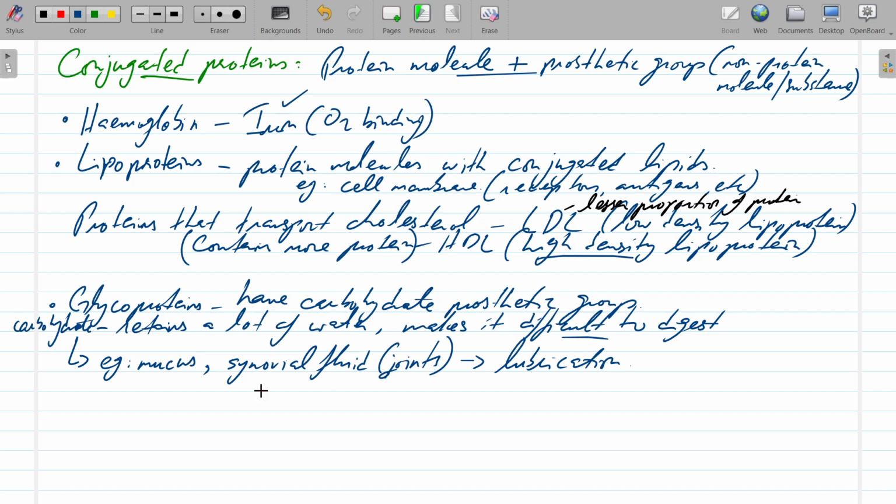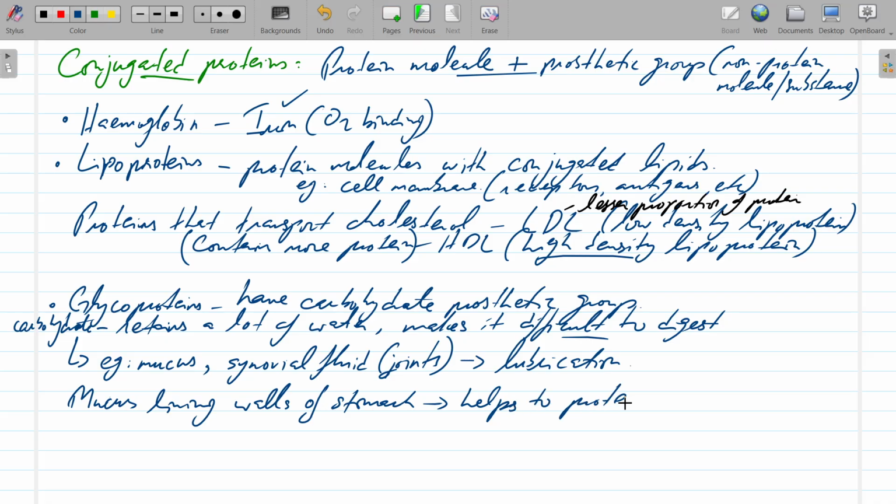And the fact that it's difficult to digest, so you've got a mucus lining the walls of the stomach, and that helps, because it's difficult to digest, and so it helps to protect the cells of the wall from the stomach acid. Right, and we are done.